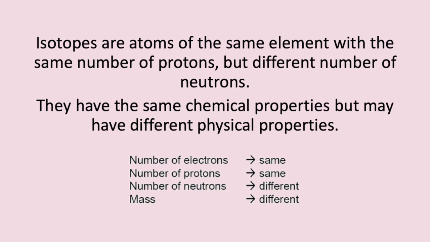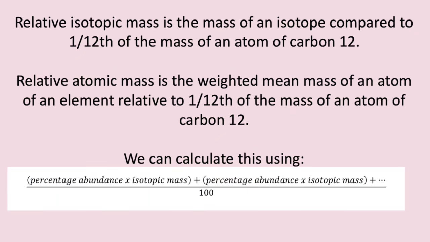In chemistry, the mass of an atom is very tiny, so we compare it to 1/12 of the mass of an atom of carbon-12. Relative isotopic mass is the mass of an isotope compared to 1/12 of the mass of an atom of carbon-12. Relative atomic mass is the weighted mean mass of an atom of an element relative to 1/12 of the mass of an atom of carbon-12. We can calculate relative atomic mass given an element's isotopes by multiplying the isotopic masses by the percentage abundances. We find the total of all of these and divide by 100.